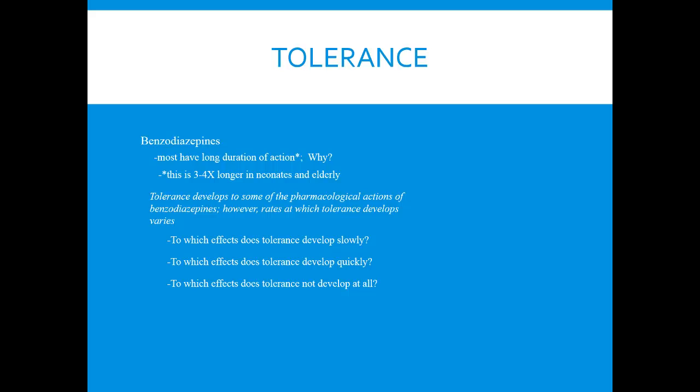Tolerance develops quickly to the anticonvulsant effects that are associated with benzodiazepine drugs. This is also a reason why they would not be very effective for long-term use for people who are suffering from chronic convulsions, seizures, etc. And tolerance does not develop at all to euphoric effects. Remember, people who have an alcohol history are more likely to report the euphoria, but in those that do have that history, tolerance generally does not develop to the euphoric effects. So again, tolerance develops slowly to the anxiolytic effects, quickly to the anticonvulsant effects, and does not develop at all to the euphoric effects.